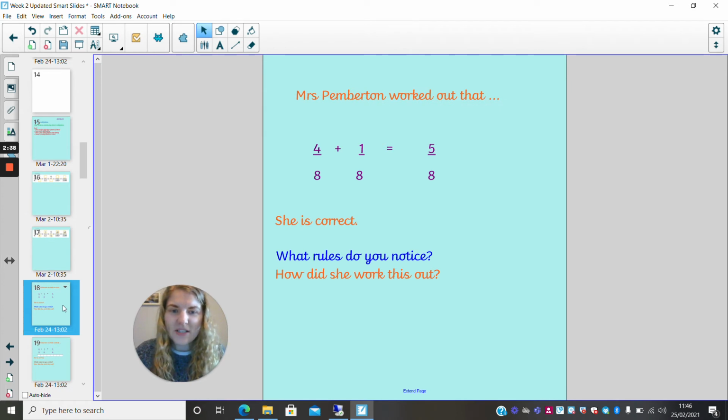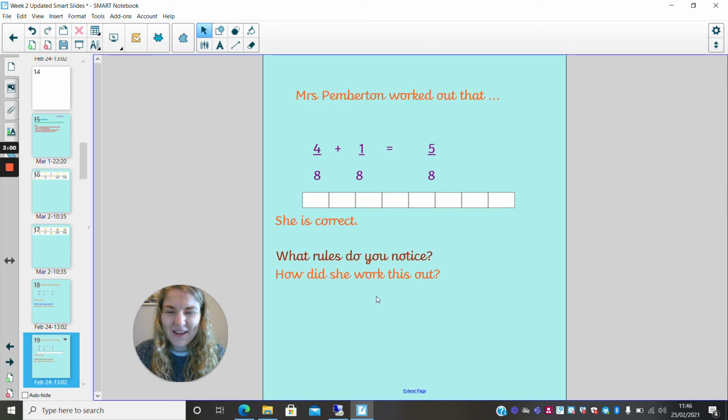Okay, Mrs. Pemberton has worked out that 4 eighths add 1 eighth is 5 eighths. Okay, she is correct. Well done, Mrs. Pemberton. What rules do you notice and how did she work this out? So pause the video now and just have a bit of a think to yourself.